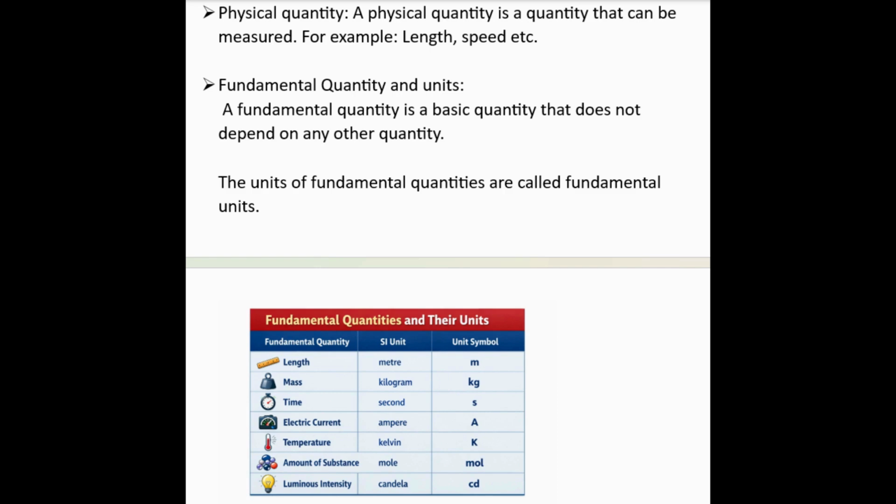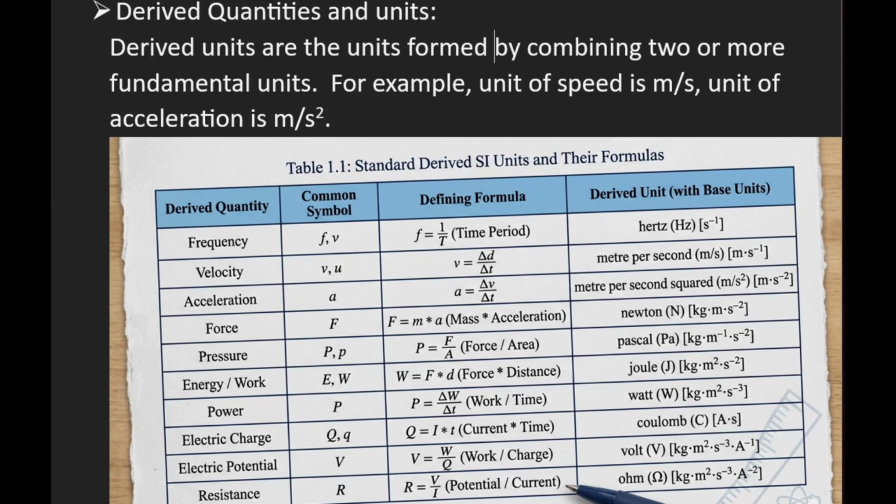Now students, the units of these quantities are called fundamental units. For example, meter is the unit of length, kilogram is the unit of mass, and second is the unit of time. These are fundamental units. Now let's move to derived quantities. Derived quantities are those quantities that are formed by combining two or more fundamental quantities. Similarly, derived units are formed by combining two or more fundamental units. Let's understand this with an example. To calculate speed, we need distance and time. Distance has unit meter and time has unit second. So the unit of speed becomes meter per second. Since it is formed using two fundamental units, speed is called a derived quantity.